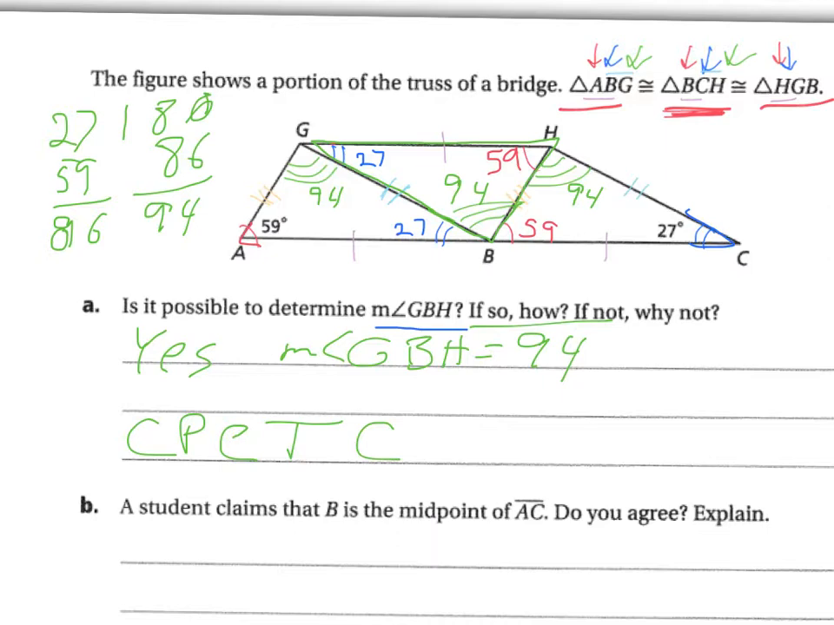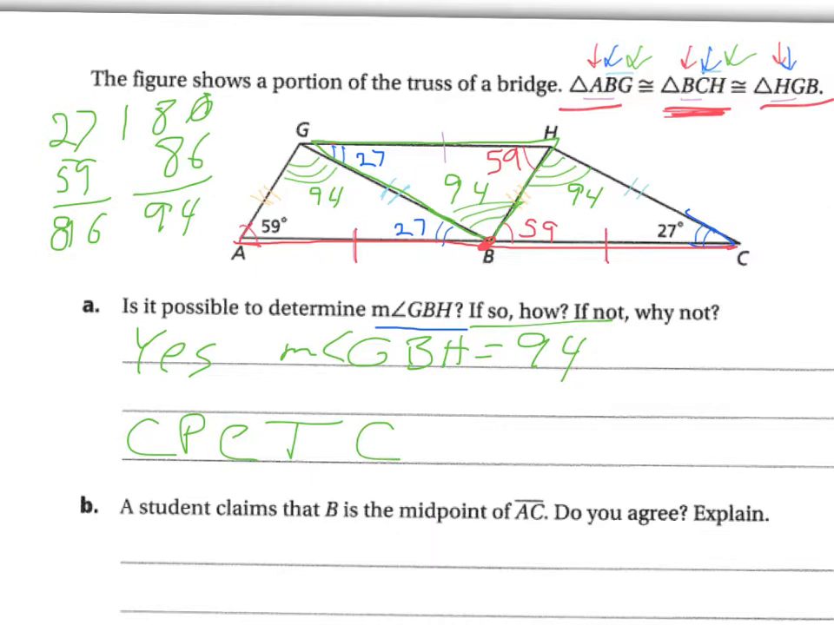And the next question says, the student claims that B is the midpoint. I'm talking about this segment right here. B is the midpoint of AC. That whole segment right there. Is that true? Well, it is true. It looks like it's in the middle, but how do we know for sure it's in the middle? Well, look at this. These two segments were corresponding sides of triangles. They're congruent, therefore B is the midpoint. That's the definition of midpoint.